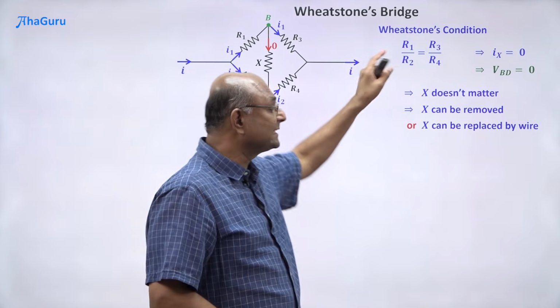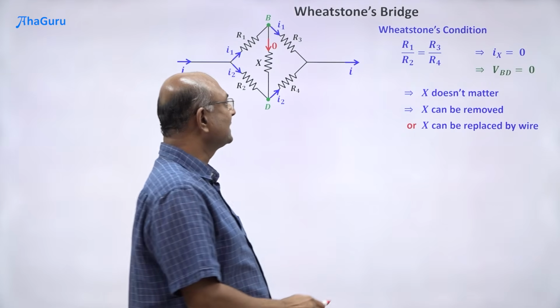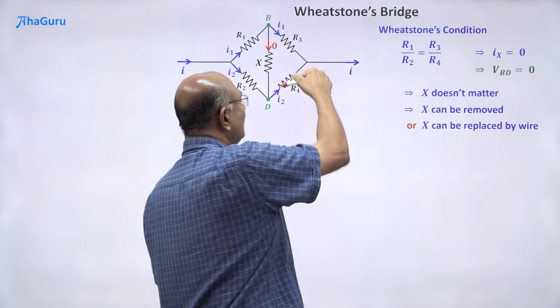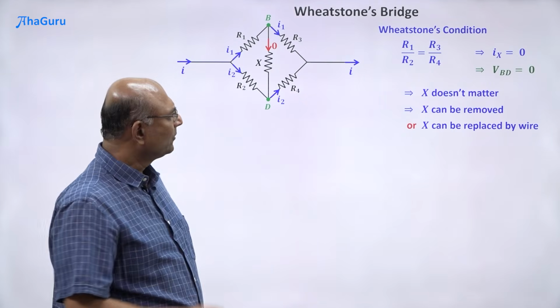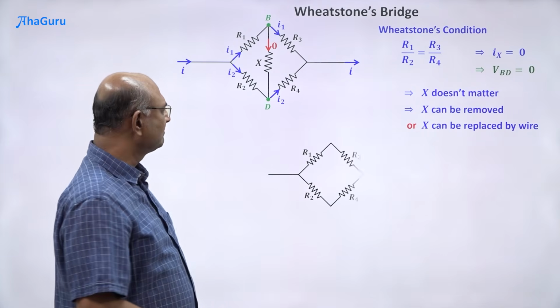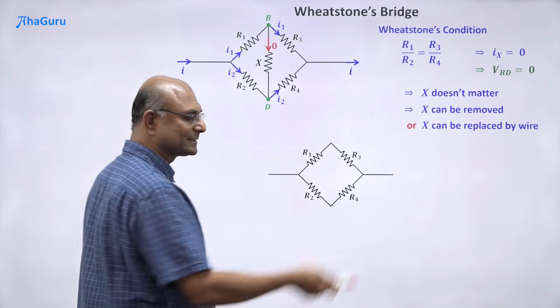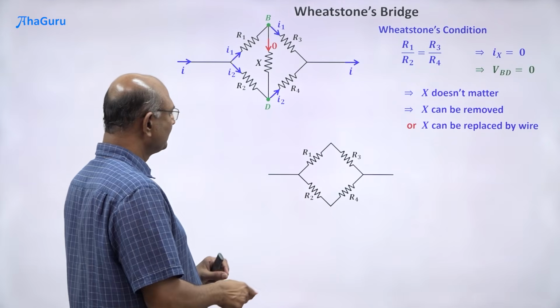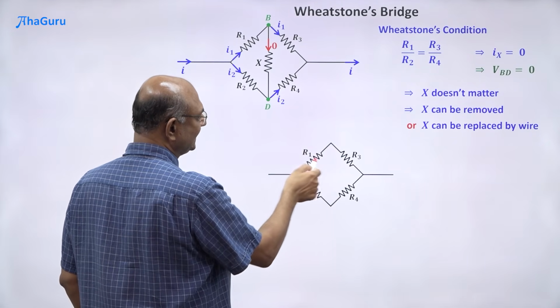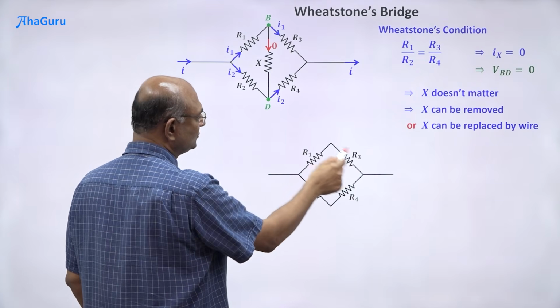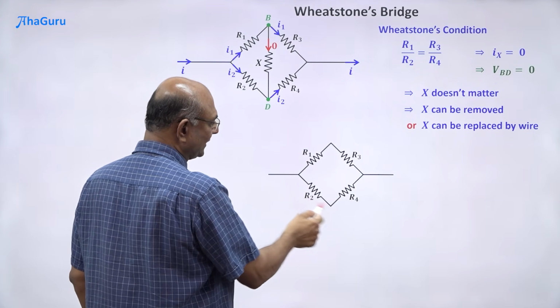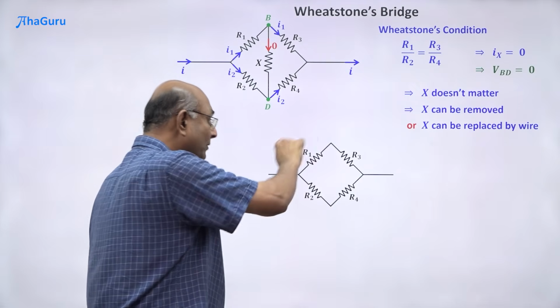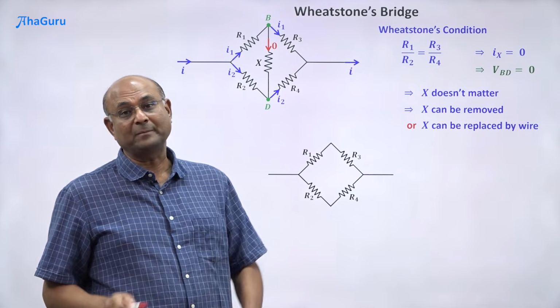If Wheatstone's condition is satisfied, R1 by R2 equal to R3 by R4, X can be removed. Well, if I remove it, it's going to look like this, in which case the equivalent resistance is easy to find. How? Well, these two are now in series because there's no branch. These two are in series, R1 plus R3. These two are in series, R2 plus R4. And R1 plus R3 and R2 plus R4, they are in parallel.